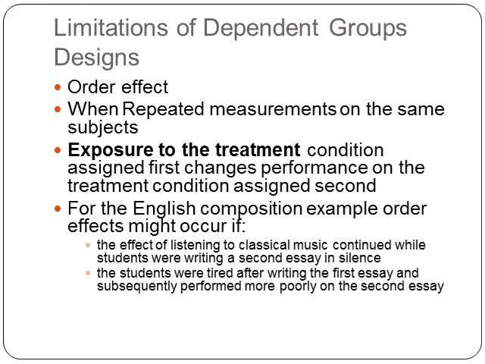So we have some limitations, like ordering effects with repeated measures of the same subjects. Exposure to the treatment can impact outcomes. For example, in an English composition example, the effect of listening to classical music could continue while students were writing a second essay in silence, whereas the students who started with silence would not have that effect if you reversed that order.